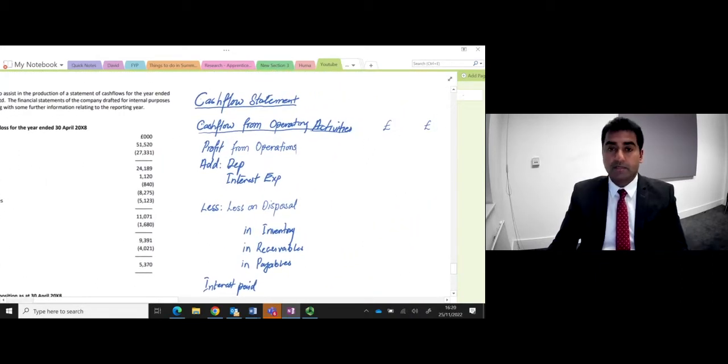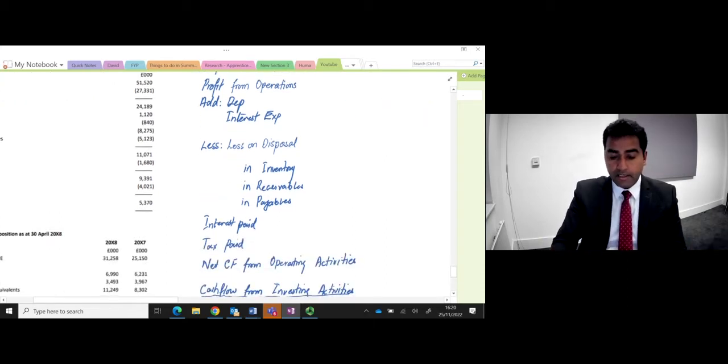So I have already prepared the format. And you can see that it says the cash flow from operating activities. Then the starting point is profit from operations. And then I have to add, which is normally in every question, the depreciation and the interest expense. And then I have to subtract any loss which has been recorded on the disposal of asset. If there is any profit recorded on the disposal of the asset, then I will add it back. And then the next thing is to record any increase or decrease in inventory, receivables, and payables.